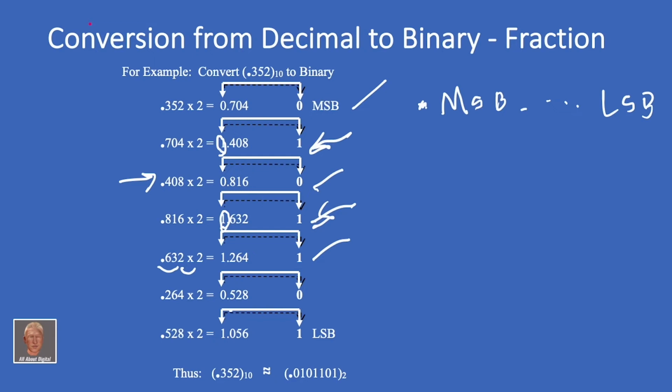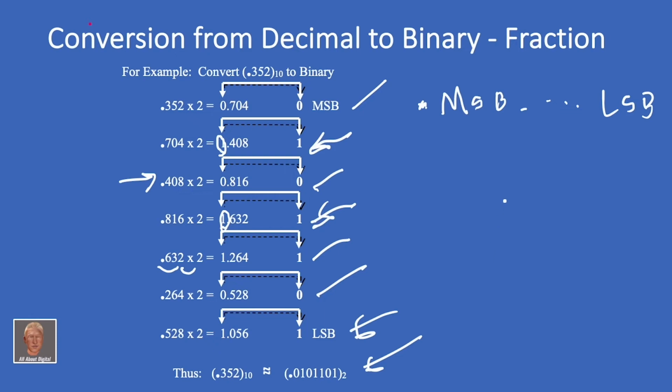0.264 times 2 is 0.528. There's a 0 right here, so we write the 0 over here. Now we take 0.528 and multiply times 2, and we get 1.056. Since it's a 1, we get a 1 right here. We're stopping right here because, as we'll show, this conversion, 0.352 base 10, is almost equal to 0.0101101. So this number is not going to come out even.